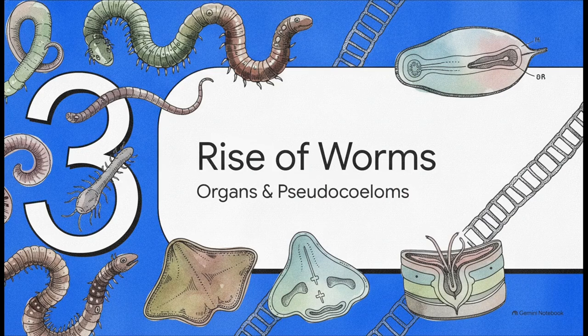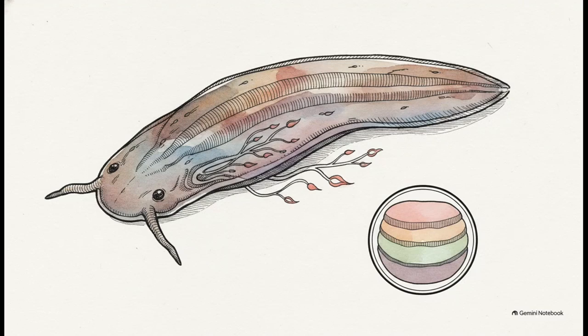Section 3. The rise of worms. Introducing organs and pseudocoeloms. Enter phylum Platyhelminthes, the flatworms. Guys, this right here is a massive evolutionary breakthrough. For the very first time in our journey today, tissues are grouped together to form dedicated organs. Flatworms are bilaterally symmetrical and triploblastic, so they finally have that third mesoderm layer.